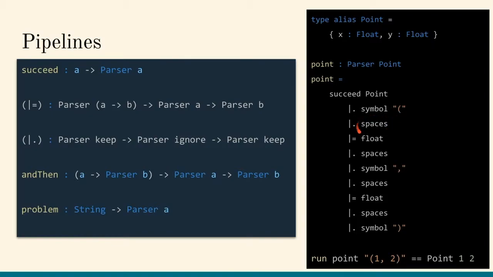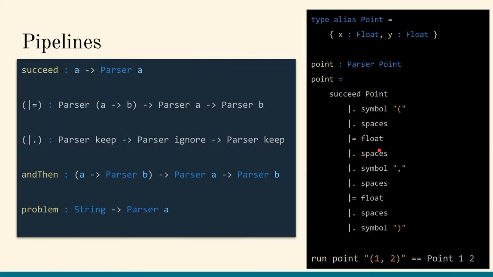Then I look at the spaces. The spaces parser just passes any empty space. It may be one or more, or zero or more; it doesn't matter, I throw it away. Then I look at it. It should be a float number, and I use the keep function. If I keep the float, I actually pass that to the point. We will see later.